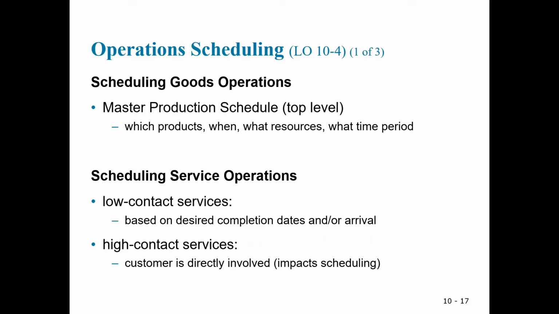Operations scheduling. Managers must develop a timetable for acquiring the resources that are necessary to produce the good or service. The master production schedule shows what will be produced, when, using what resources over coming months. Short-term detailed schedules specify the same things on a weekly and daily basis.